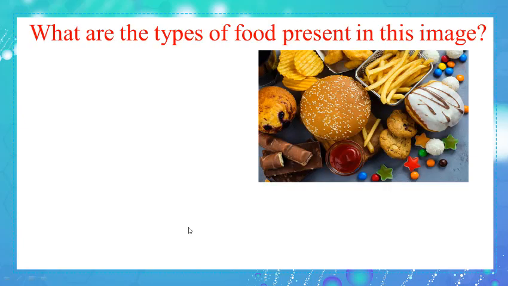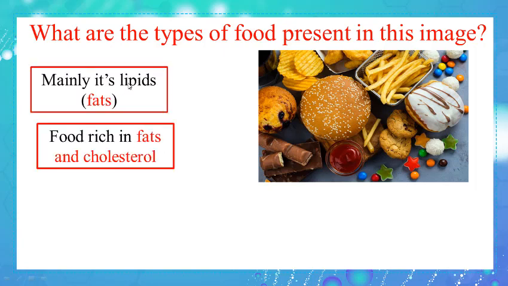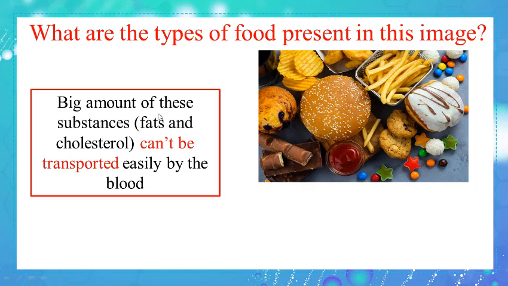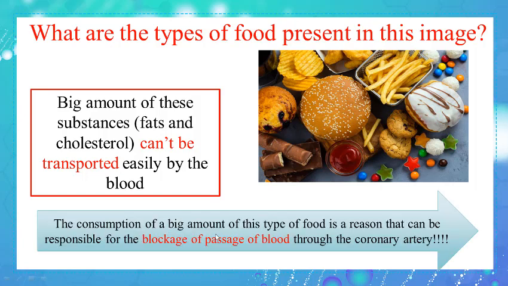To answer this question, I want to show you this image and tell me what are the types of food present in this image. Mainly it's lipids. We have food rich in fats and cholesterol. You should know, dear students, that a big amount of these substances cannot be transported easily by the blood. So the consumption of a big amount of this type of food is a reason that can be responsible for the blockage of passage of blood through the coronary artery.